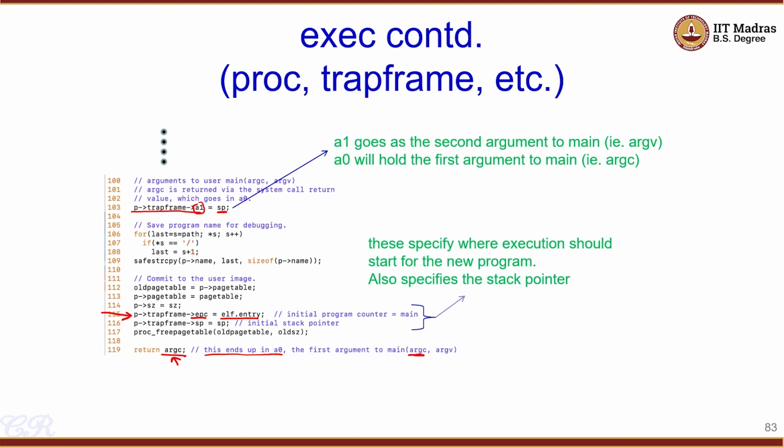Okay. So we have now set the stack pointer appropriately. We have set the arguments to main correctly. We have set the program counter correctly, because this EPC value would be loaded into the program counter, so that the program counter would start executing from elf.entry, that is the entry point.